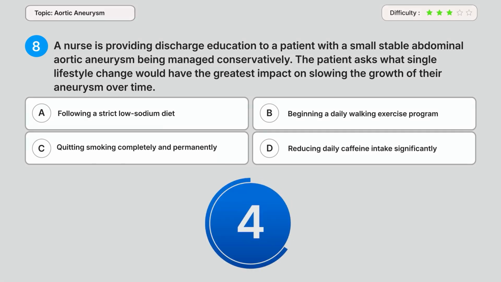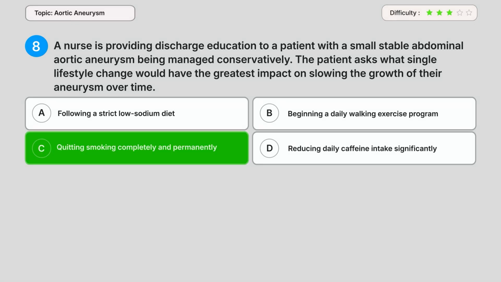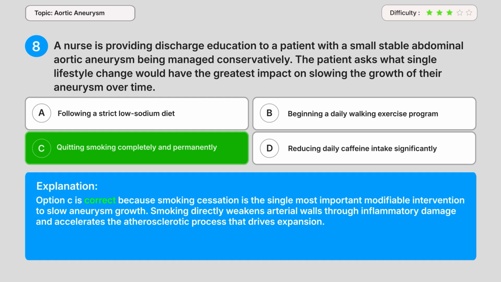What do you think is the answer? Correct answer, C. Quitting smoking completely and permanently. Explanation. Option C is correct because smoking cessation is the single most important modifiable intervention to slow aneurysm growth. Smoking directly weakens arterial walls through inflammatory damage and accelerates the atherosclerotic process that drives expansion.